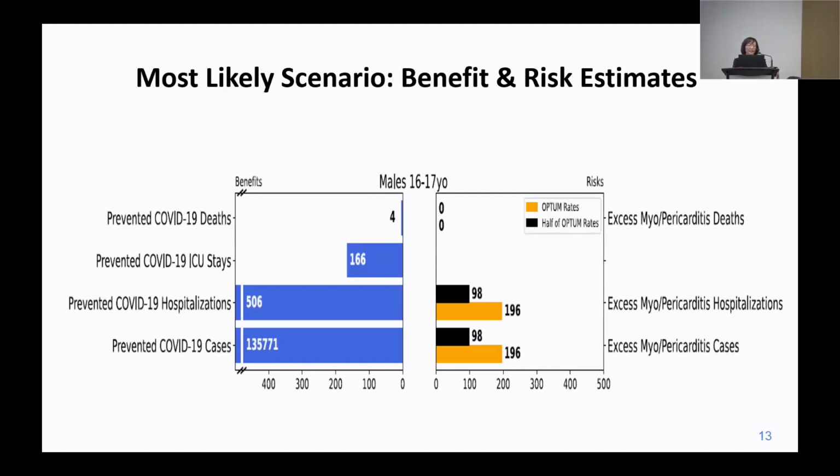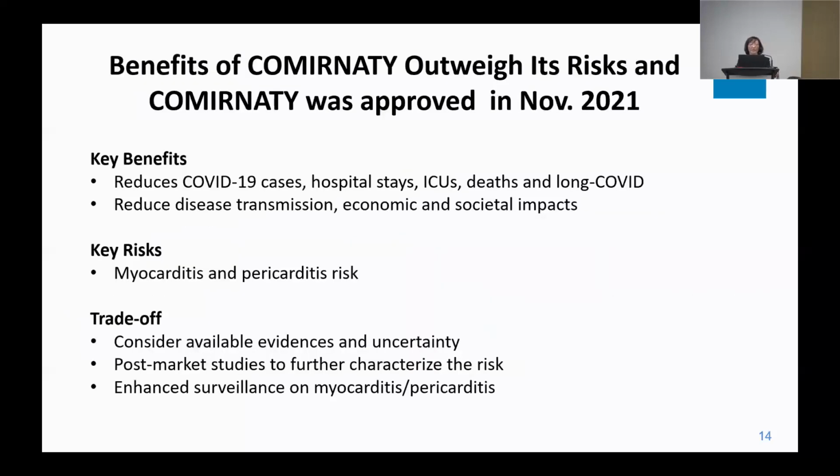And here is our result. On the left-hand side is the benefit, and on the right-hand side is the risk. You can see clearly the benefit always outweighs the risk. So based on the totality of the evidence and our result, FDA made the decision that the benefit outweighs the risk. The product was approved in November 2021.